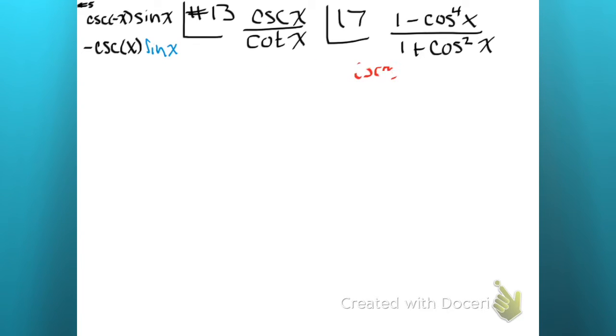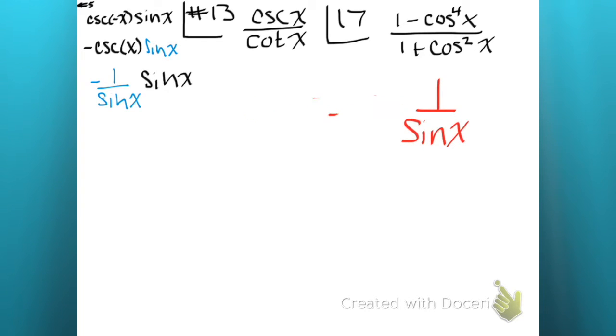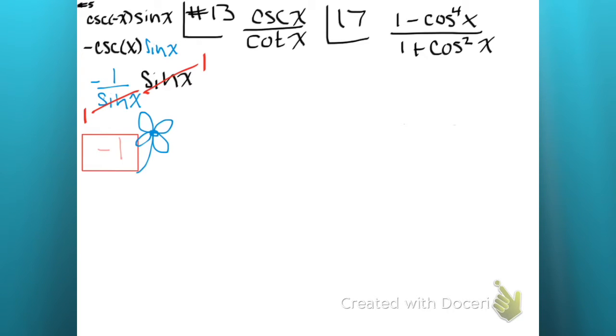Why don't I continue to try to clean that up? The cosecant of x is 1 over the sine of x. What's next? Now I can reduce those sines, and it simplifies to minus 1.